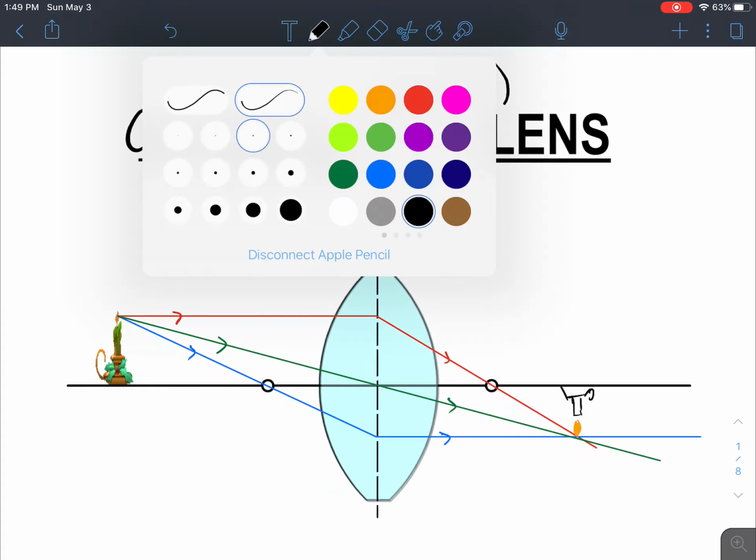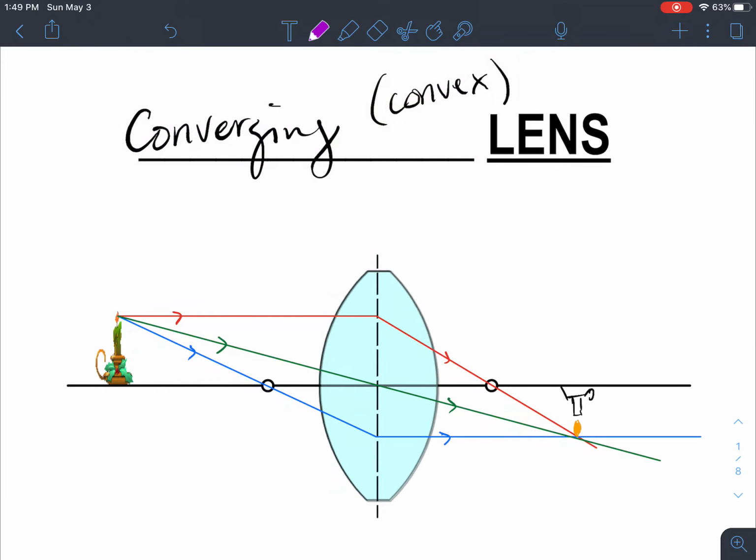It's upside down. Okay, so we're going to write down a couple of things that are important about this image that we've formed. So the very first thing I said, this image is inverted.